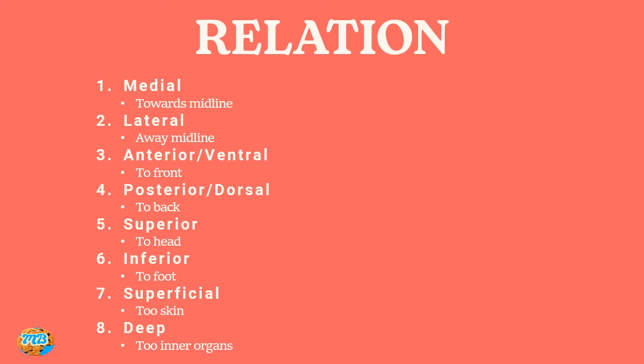Now let's talk about anatomical terms in terms of relation. So basically, let's say I have a hand and I want to know where the hand is located in relation to my thigh. So the hand would be lateral to the thigh. So that's basically how anatomical terms are used in this case.